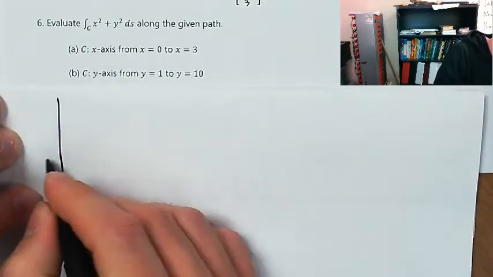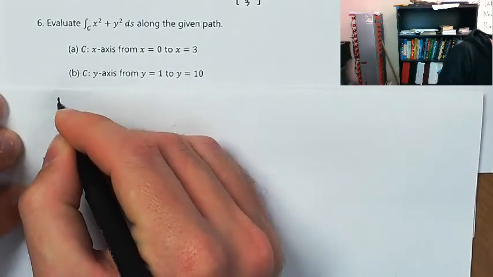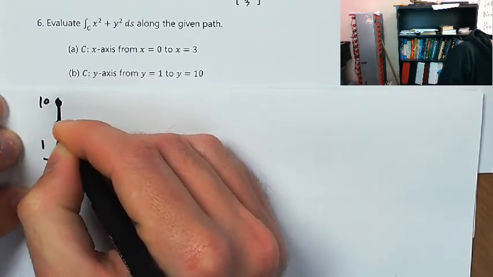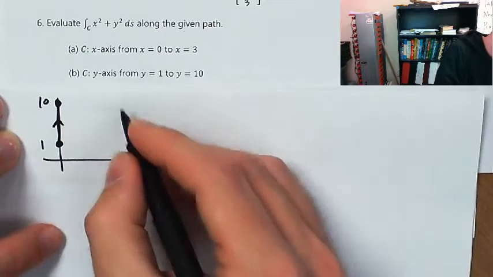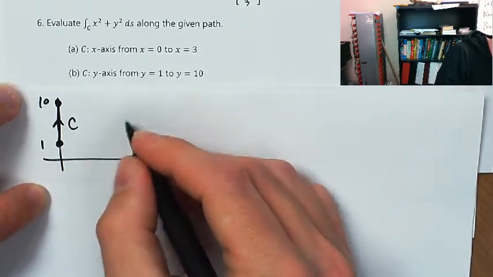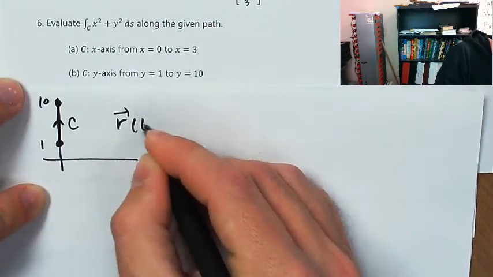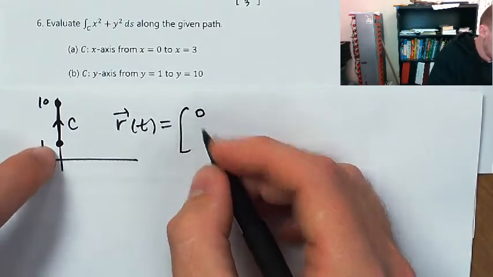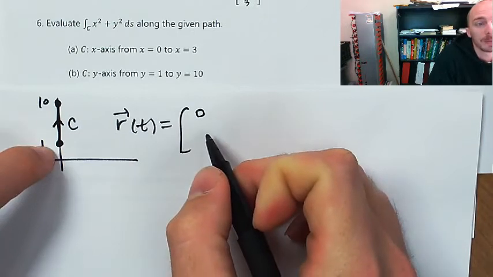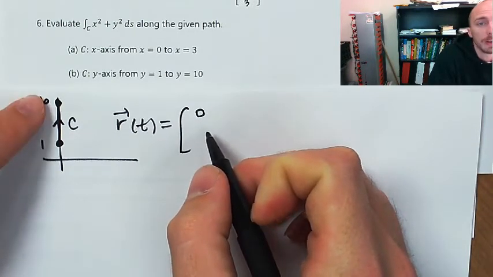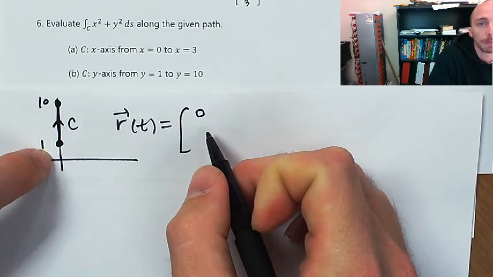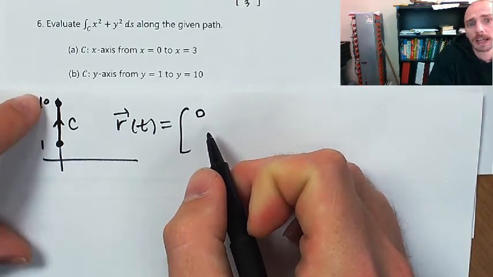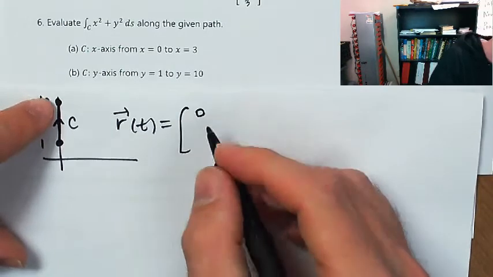Y-axis from y equals 1 to y equals 10. Right, maybe we're starting here, going up there. Okay, so this is going to be my curve C, which is r of t equaling x is 0, and y is going to be t as t runs from 1 to 10. I might say it's t plus 1, or 1 plus t. I think about it as starting at 1 and then adding t for 9 units of time.